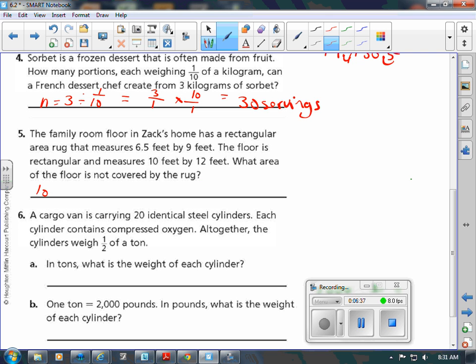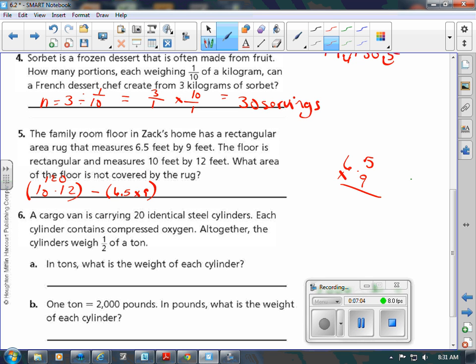How you would solve this: 10 times 12 minus 6.5 times 9. Okay, 10 times 12 should be mental math, right? 120 minus, now you're going to have to work this out. So if you need to pause the video to do so, please do that. Okay, 6.5 times 9. Okay, welcome back.